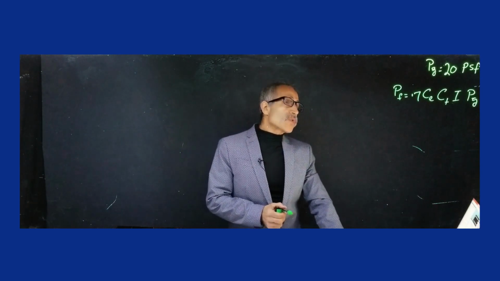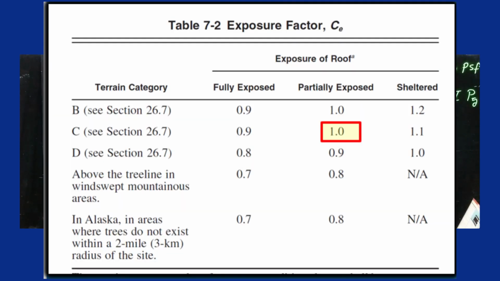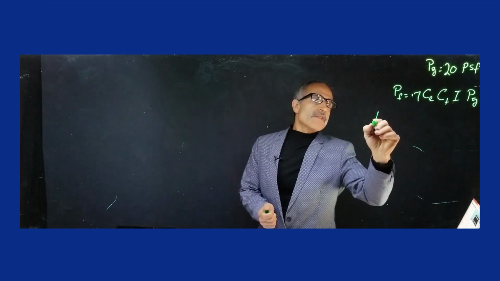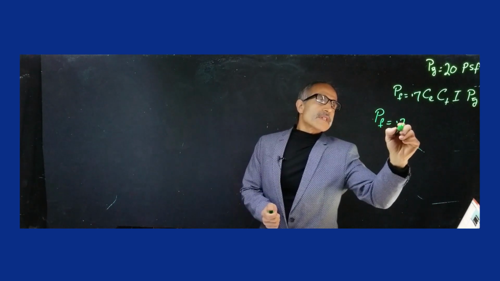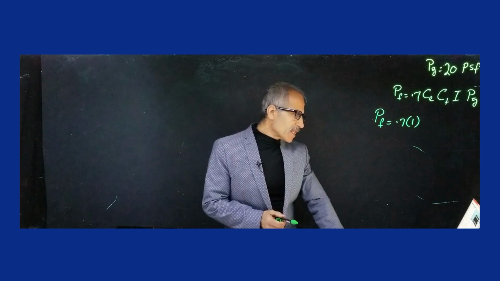When we go into Table 7.2, exposure factor Ce, from the given problem, the terrain category was C, and our roof was partially exposed, so our Ce comes out to equal 1. So this comes out to Pf equals 0.7 times 1. And then the next item is Ct.